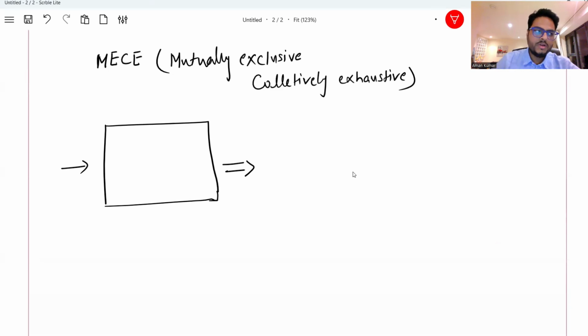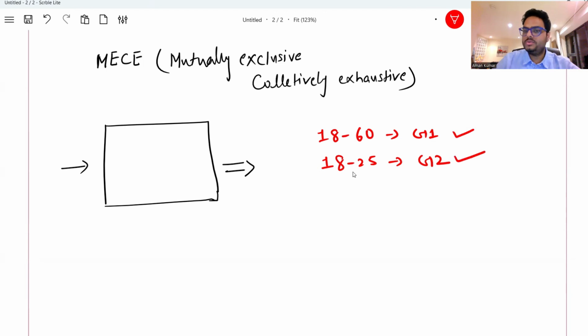Suppose one age group you create is 18 to 60. This is your group 1. Another age group you create is 18 to 25. This is group 2. So what is happening here is group 2 is a subset of group 1. So these two are not mutually exclusive. On the other hand, if you create a group, let's say 18 to 60 is your group 1 and let's say 0 to 18 is your group 2.